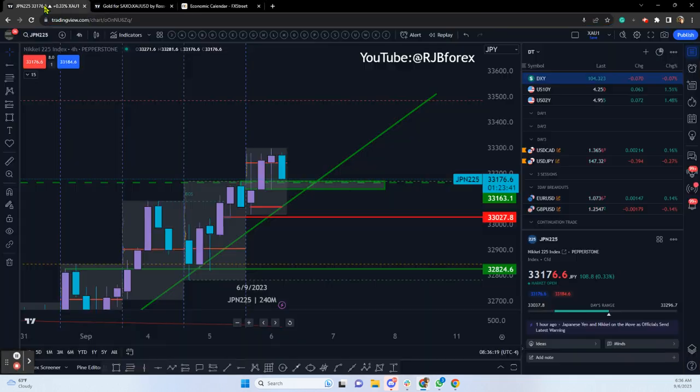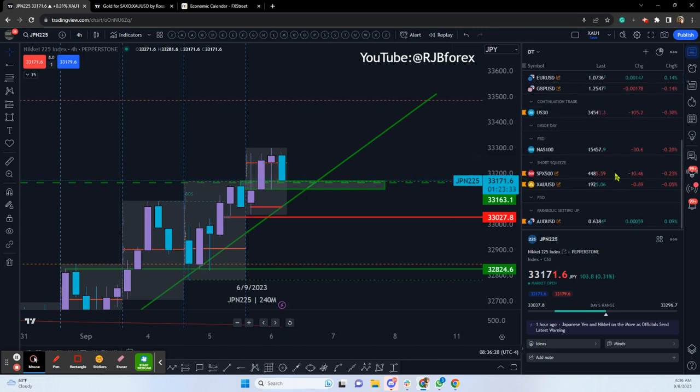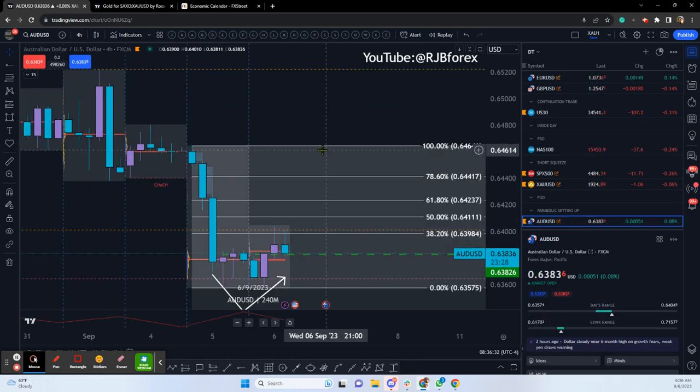Right, any other questions, guys? I think we've covered the majority of what we all trade here. Well, there's the Aussie as well. We haven't looked at that. So this Aussie, I marked it up as a potential parabolic setup.